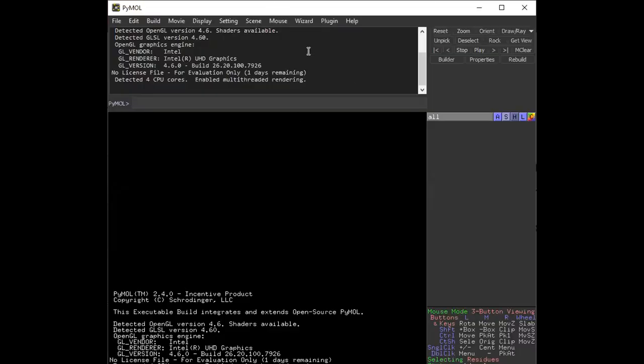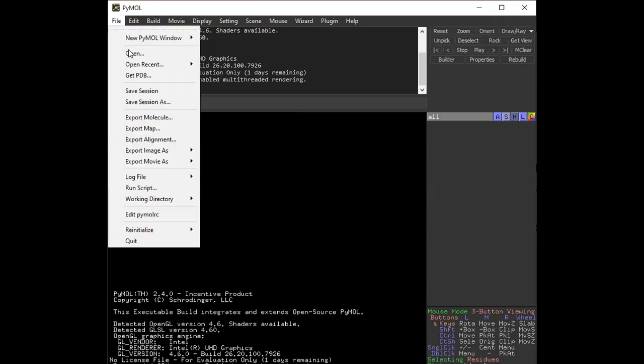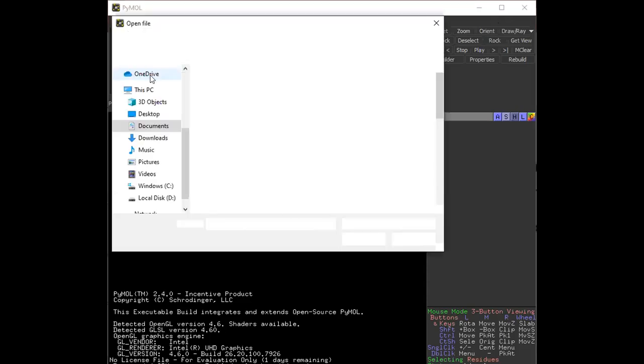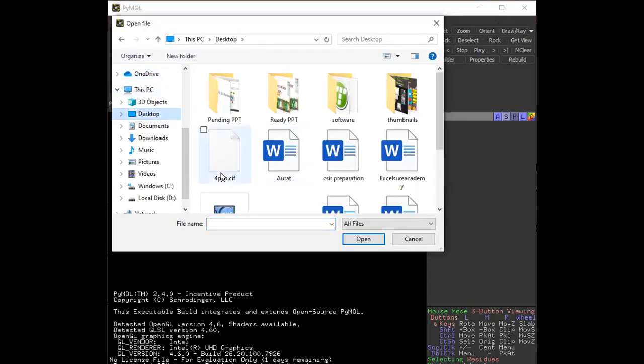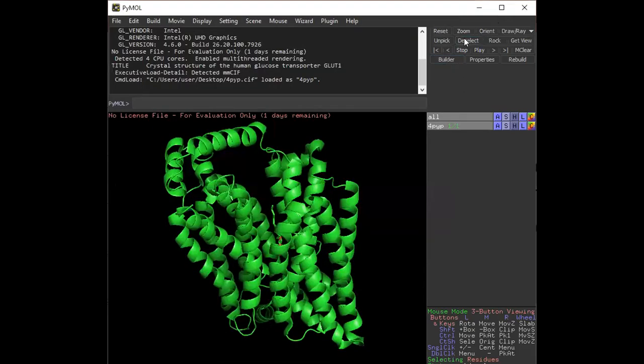Guys, can you see this PyMol? I have shared it. Can you see this one? Yes, ma'am. Okay, so what you have to do is open a file. Usually I keep it on the desktop only. So there is the structure. Now, can you see this structure over here?